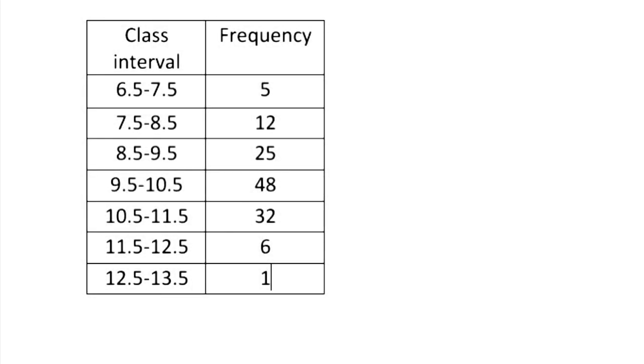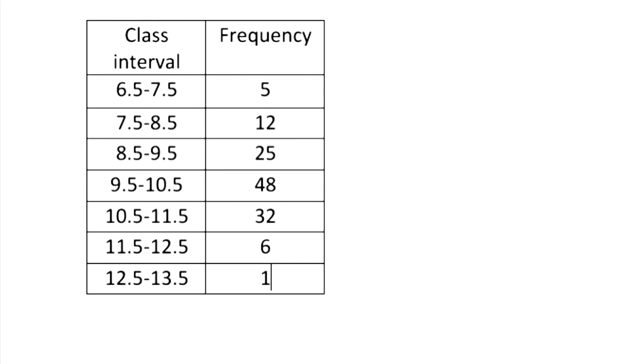Hello guys, today we are going to solve a question where the class intervals are given, from 6.5 to 7.5 up to 12.5 to 13.5, and the frequency values are given. We are to find the mean, median and mode. First of all, we will find the mean value.